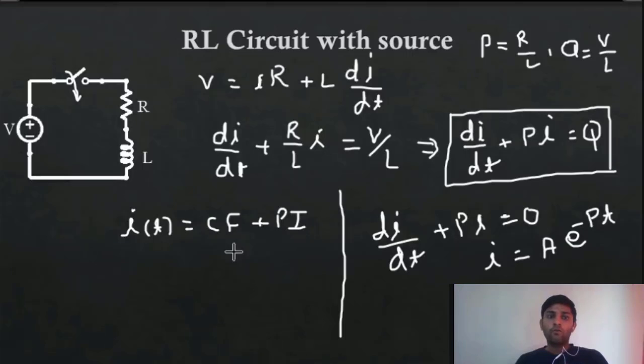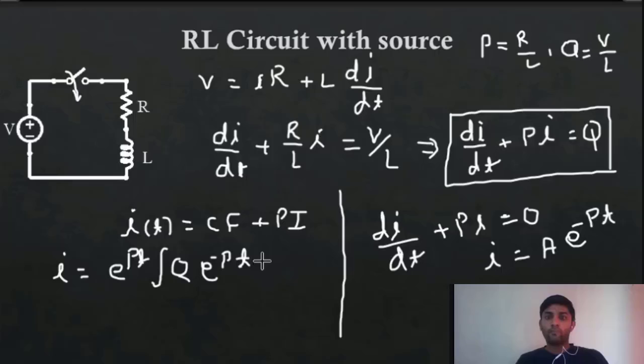Now to get the value of PI, this is your value of CF, and for PI the equation is i equal to e raised to Pt, then the integration of Q times e raised to minus Pt. So this is the complete equation of PI, and this is nothing but the steady state response.